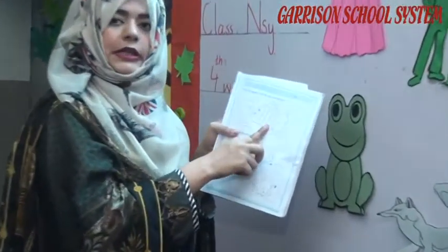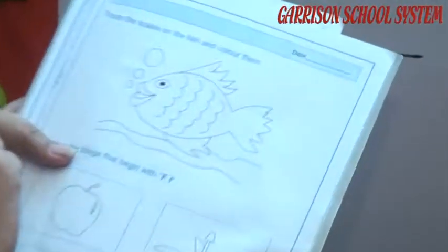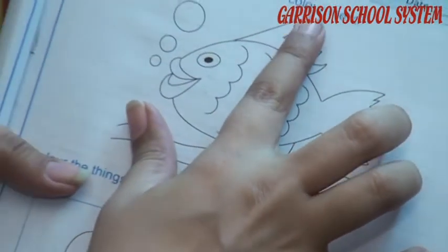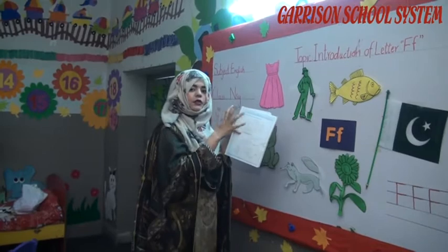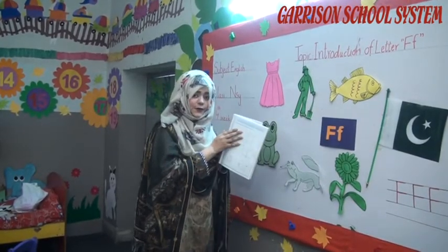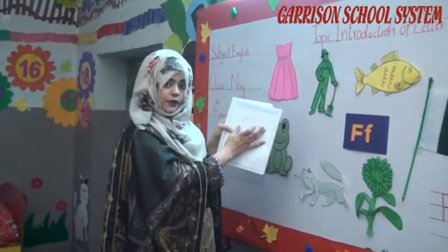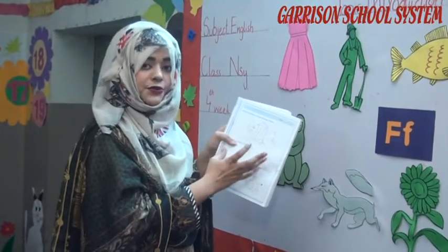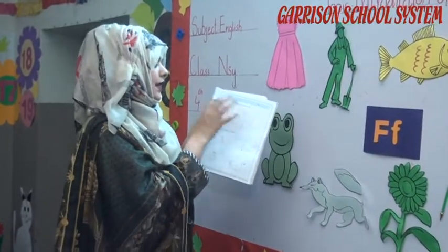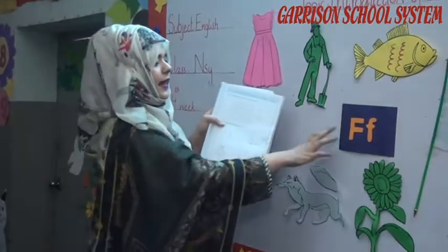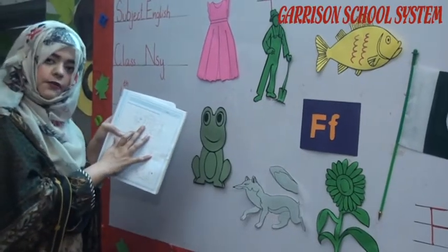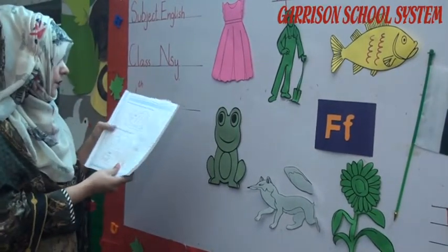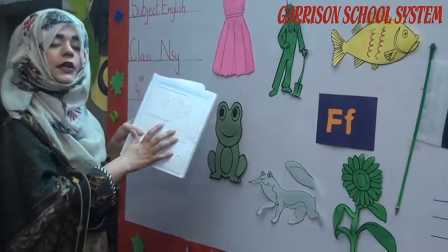Now moving towards the third activity in this book. Trace the scales on the fish and color them up. You have seen these lines; these are called scales. They are present on a fish's body. It's very interesting. You have seen fish, right? You can color them with different colors. F for fish.